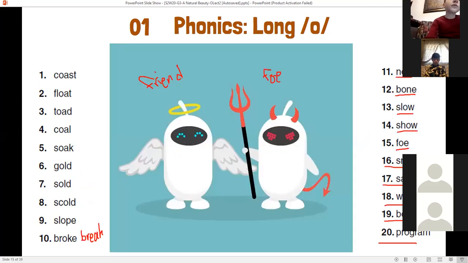Next, I have the word broke. Broke is the past of break. It's an action word. Broke or break. Number 11, I have note, just like when you're taking a note. Number 12 is bone. Bone.